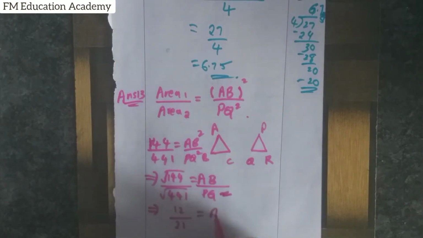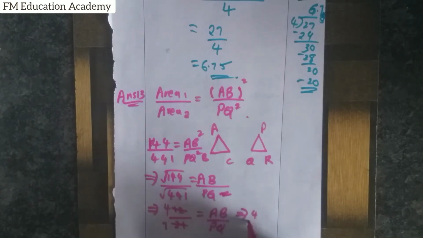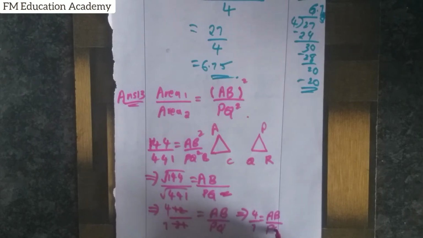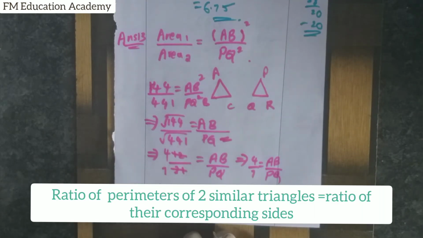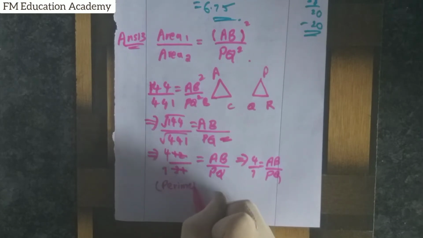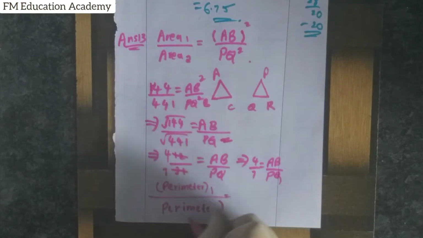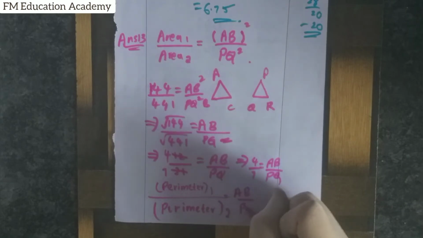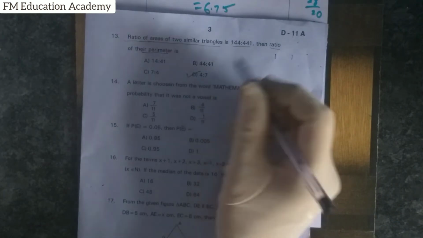So we got AB by PQ is 12 by 21. We know both of them go in the 3 table. 3 fours are 12. 3 sevens are 21. So we got AB by PQ is 4 by 7. The question is asking me the ratio of perimeters. We have another theorem. The ratio of perimeters of 2 similar triangles is equal to the ratio of their corresponding sides. That is, perimeter 1 by perimeter 2 is AB by PQ. AB by PQ we just got is 4 by 7. So the ratio of the perimeters of the two triangles is 4 by 7. So my answer is option D, 4 is to 7.